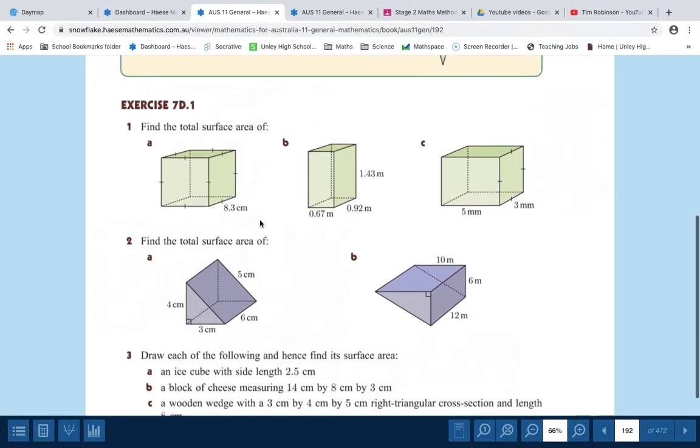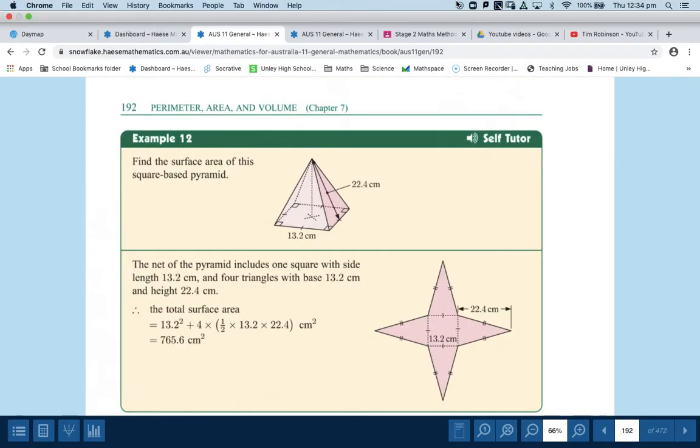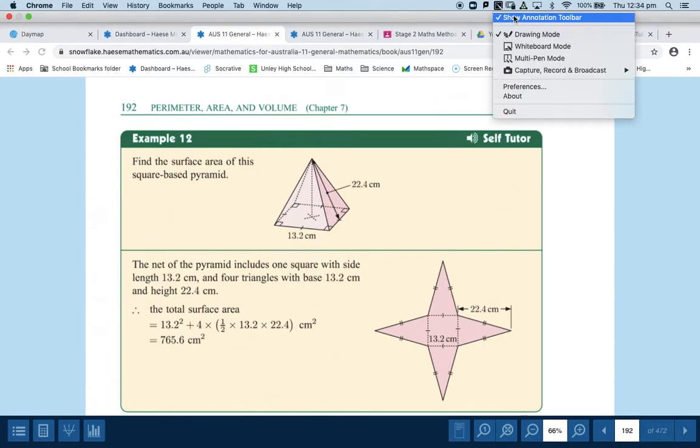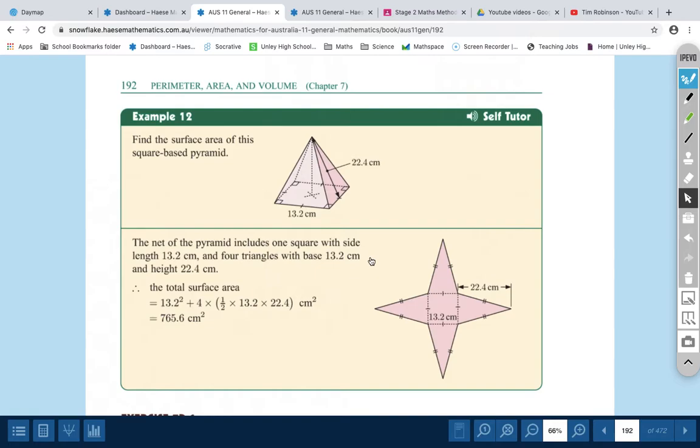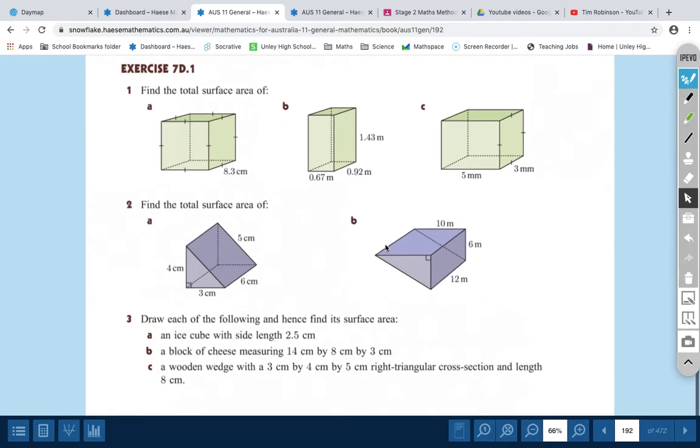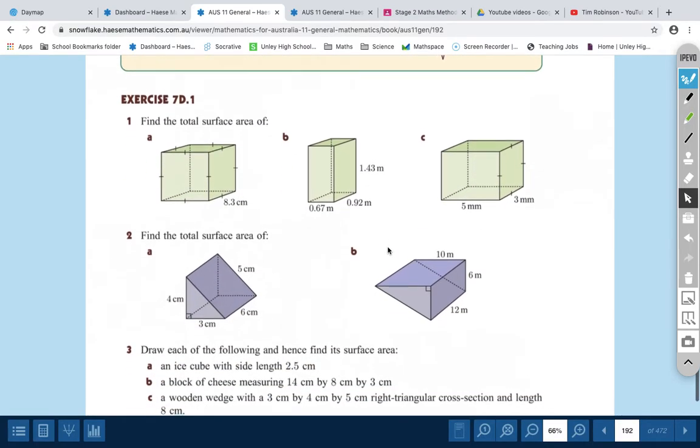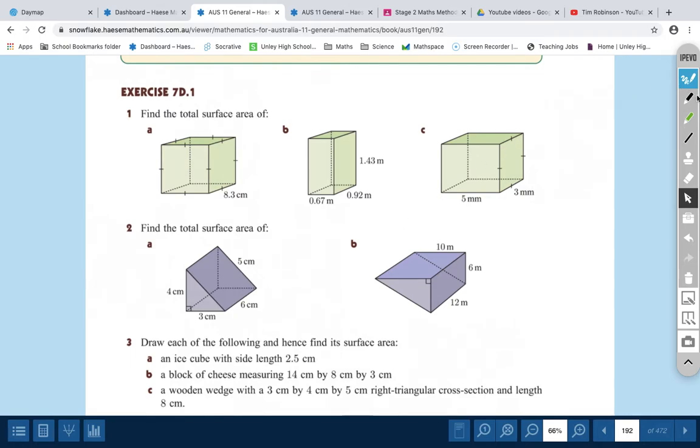Okay, 7D. We're working out surface areas in 7D. So I've chosen to do question 2 part B. Let's just make some room here. I need some working out space. I've chosen to do this one here.